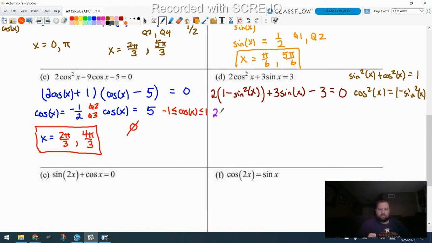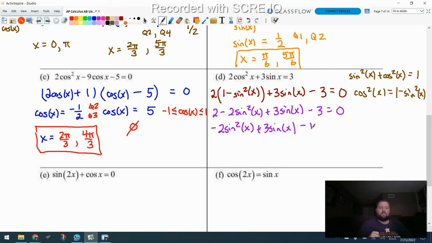We need to distribute our 2. All right, we need to combine our like terms. Two minus 3 is negative 1. And then it's always way harder to factor if the first term's negative, so I'm just going to switch all the signs. You can think of this as multiplying everything by -1. So 2 sine squared x minus 3 sine x plus 1 is equal to 0.